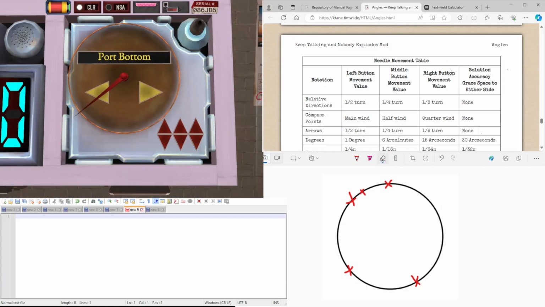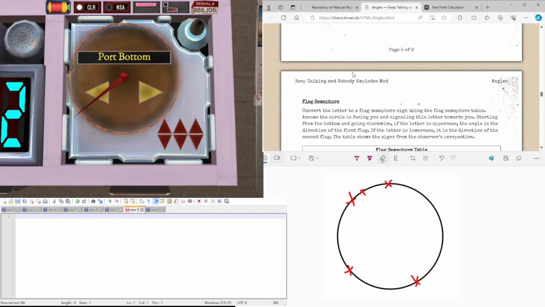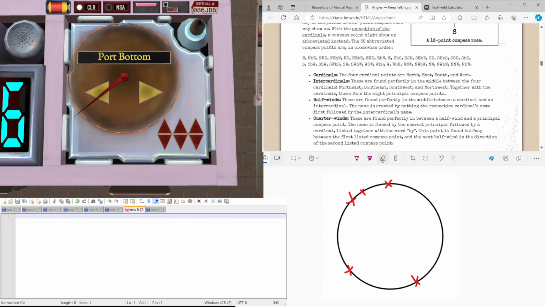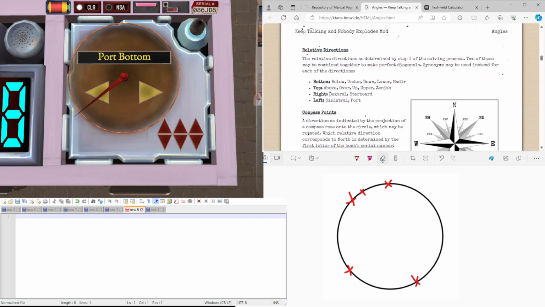Up next, port bottom. This is the direction words again. Relative directions. So port bottom is left bottom. So bottom left. So pretty much directly next to this one.